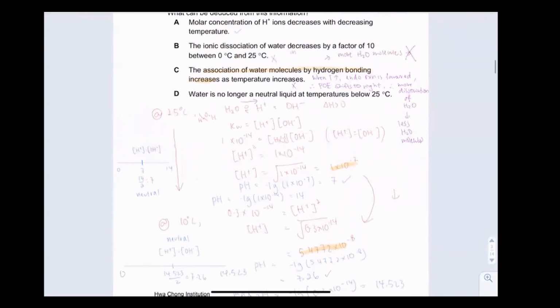Hence, this statement stating that water is no longer a neutral liquid at temperatures below 25 degrees Celsius is wrong. So therefore, the answer will be A. So in general, take note that water will always be neutral. Even though at different temperatures the pH might not be 7, it will always be neutral because it will always be the midpoint of the pH scale.